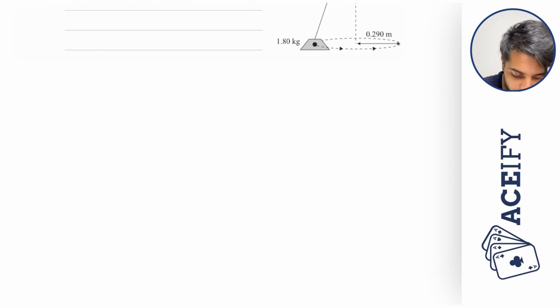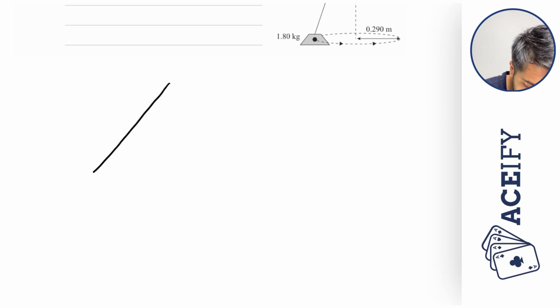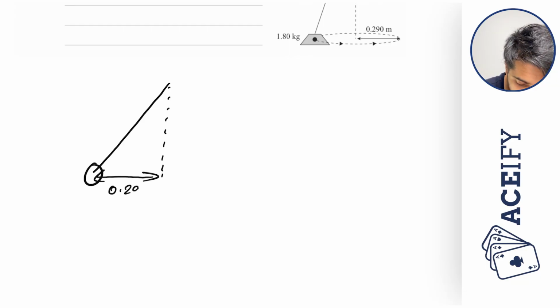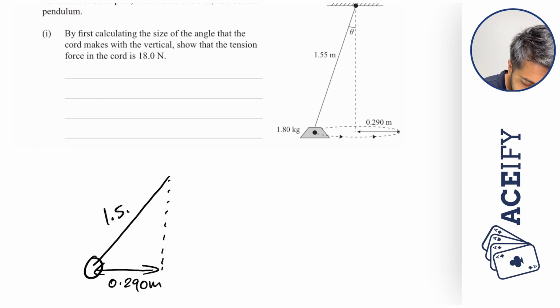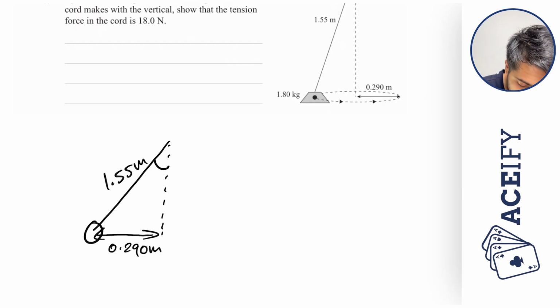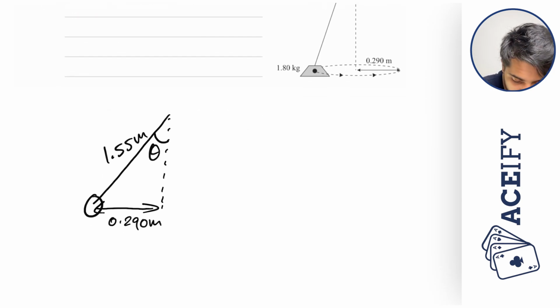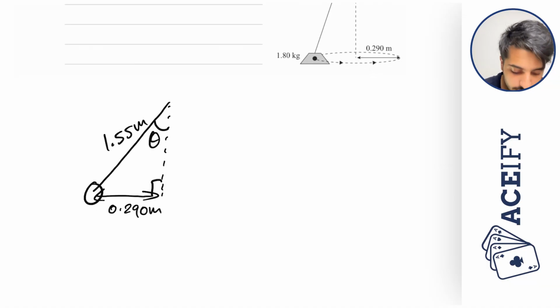Okay, so if we just draw a simplified version of this setup, we have a bob right there. This is the equilibrium position. And we have our radius right here, which is 0.29 meters, right? This is 1.55 meters, and this is our angle theta, which we're trying to find. And obviously, this is now a right angle.